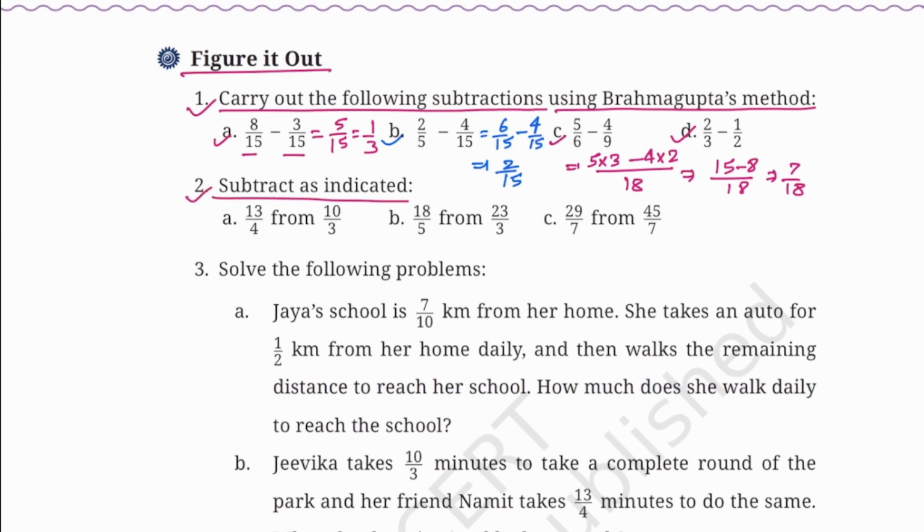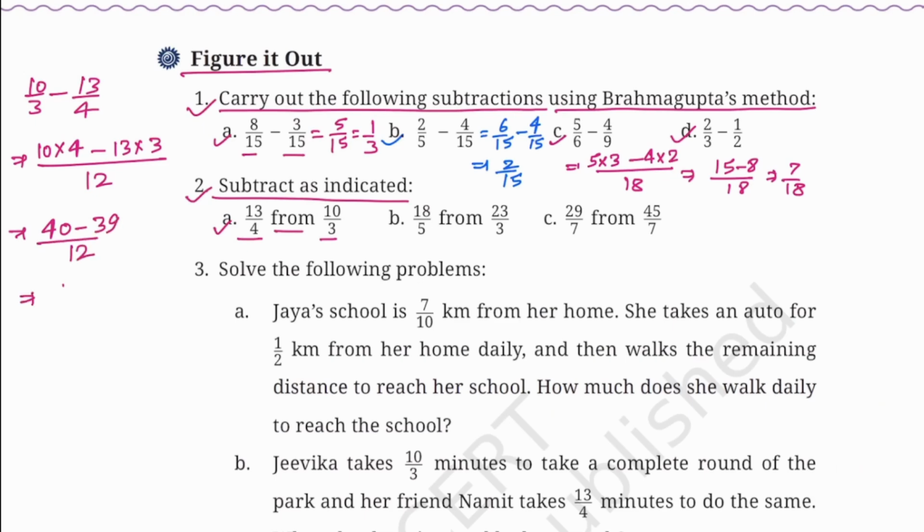2. Subtract as indicated. A. 13 upon 4 from 10 upon 3. 10 upon 3 minus 13 upon 4. Common multiple of 3 and 4 is 12. 10 multiplied to 4 and 13 multiplied to 3. 40 minus 39 upon 12. 1 upon 12. The answer is 1 upon 12.